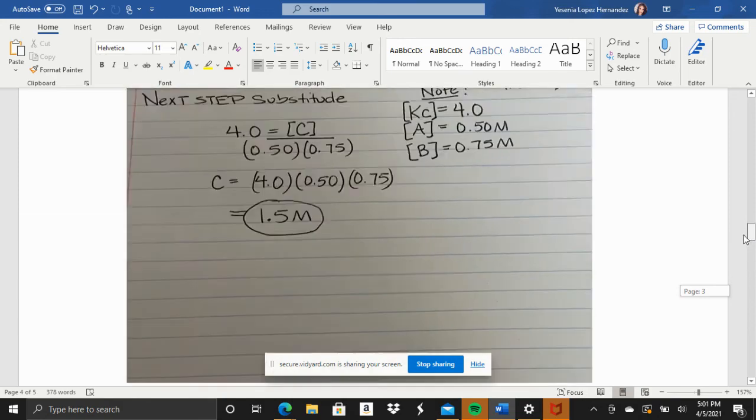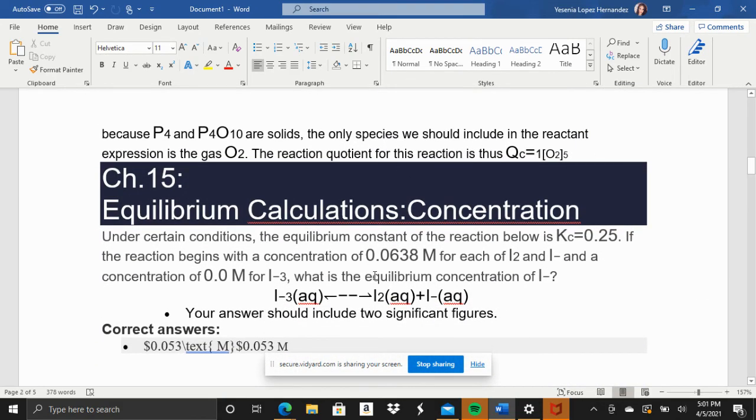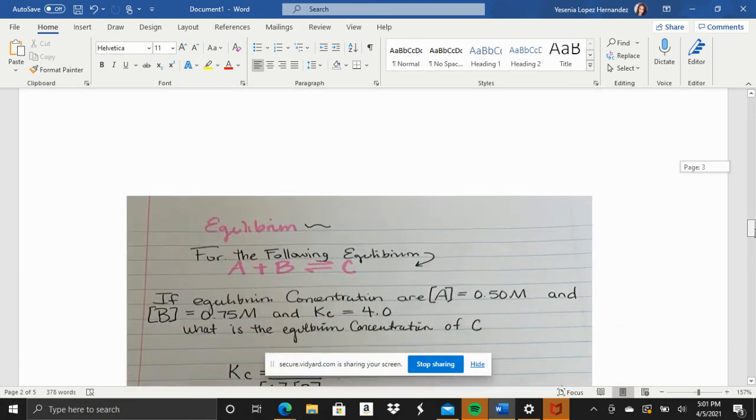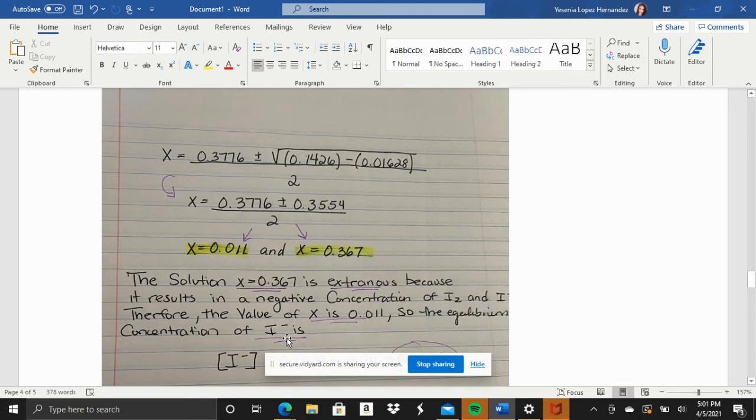And remember to always read what the question is asking you. So let's go back to the question. It says, what is the equilibrium concentration of I negative? So it's asking for I negative. We go back to the question, and yes, we calculated I negative. And that would be correct.